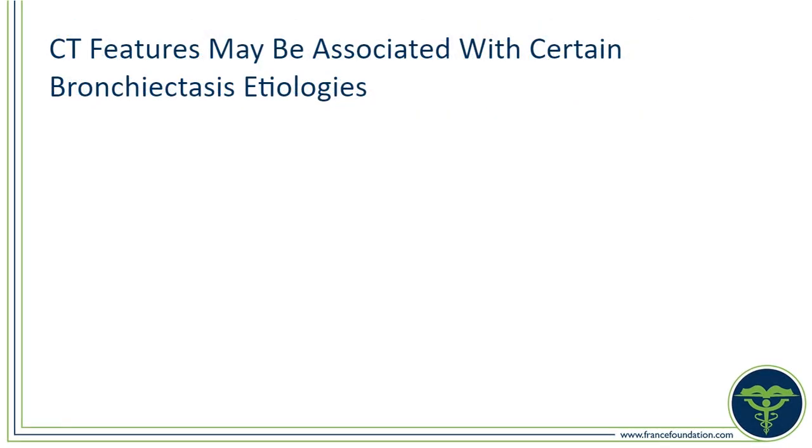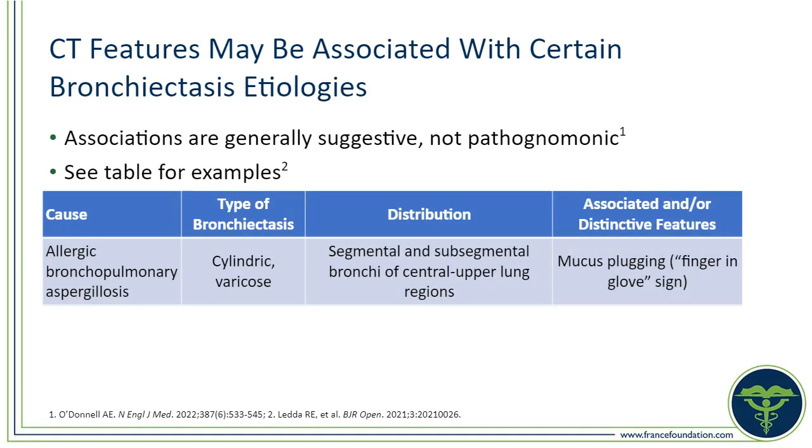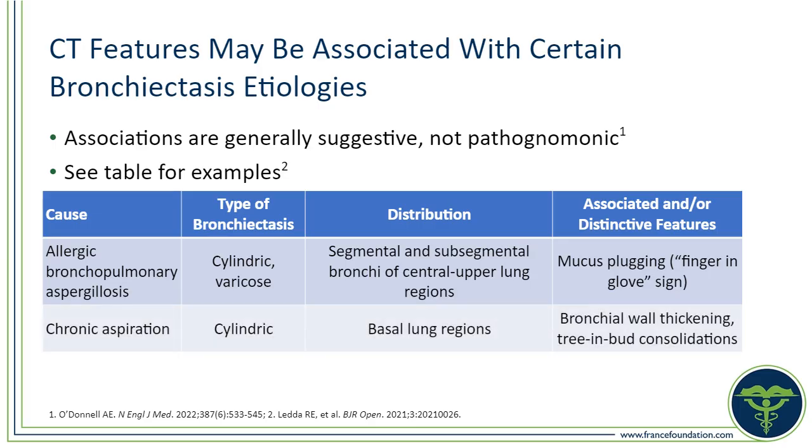CT features can be helpful for us to narrow down the differential diagnosis as to the cause of the bronchiectasis. For example, allergic bronchopulmonary aspergillosis is typically cylindrical or varicoid. It usually is in the upper lungs with a characteristic hand-in-glove appearance. In contrast, chronic aspiration is typically in the lower lobes with bronchial wall thickening and tree-in-bud consolidations.